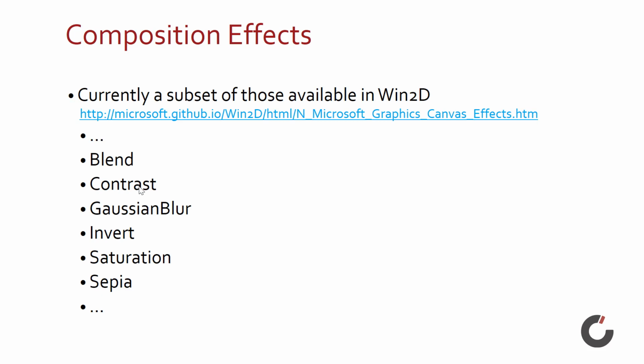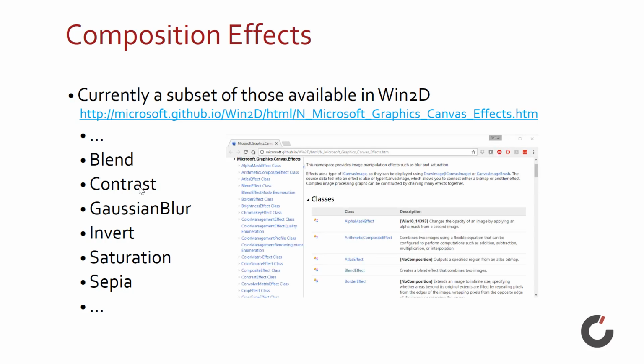Here's an example of some of the types of effects that exist. Blend allows you to take two input sources and blend those things together. Contrast, as the name suggests, allows you to adjust the contrast of an image. Gaussian blur gives us a nice blur effect, which you'll see demonstrated in a few examples later on, but it's kind of the basis of the glassy effect that we may remember from the Vista days and so on.